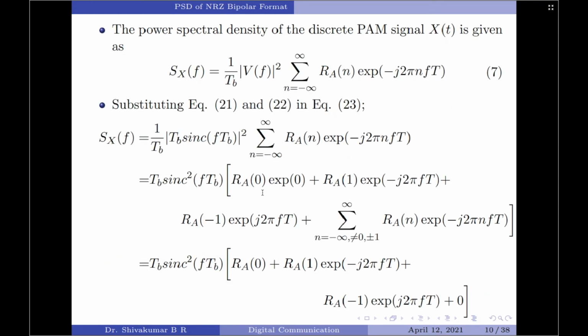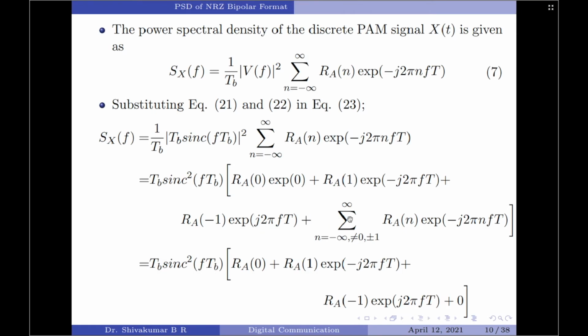One is for n is equals to 0, then we have n is equals to 1, n is equals to minus 1, and lastly n greater than 1. So the first part is Ra of 0 into exponential of 0, because n is assumed to be 0 here. Then the second one is Ra of 1 into exponential of minus j2 pi f Tb, because n is 1. Now the third one is substituted by assuming n is equals to minus 1. So it will be Ra of minus 1 into exponential of j2 pi f capital T.